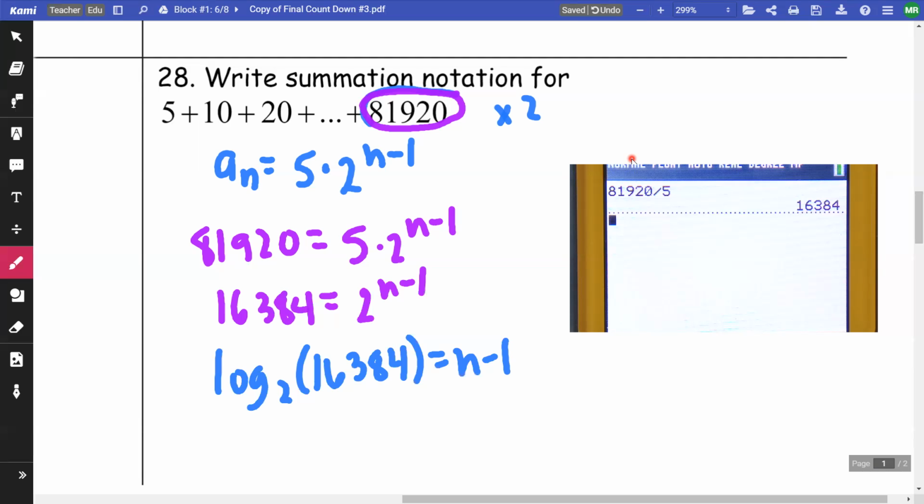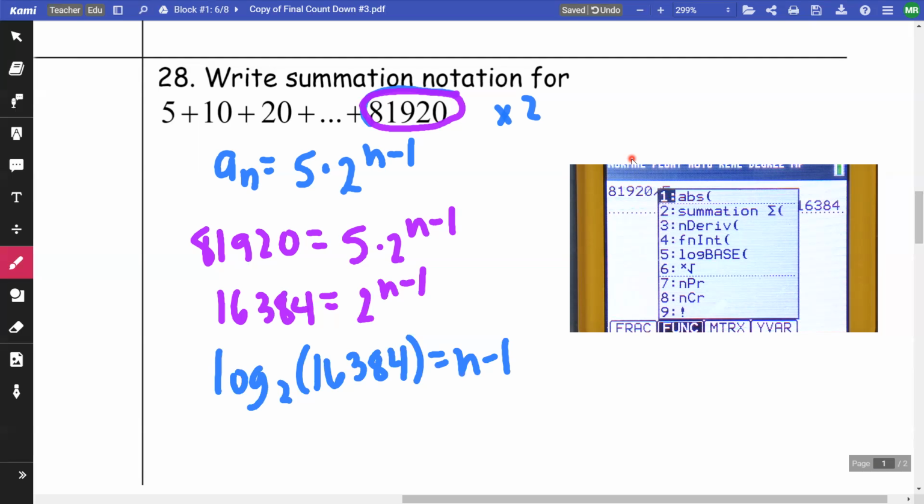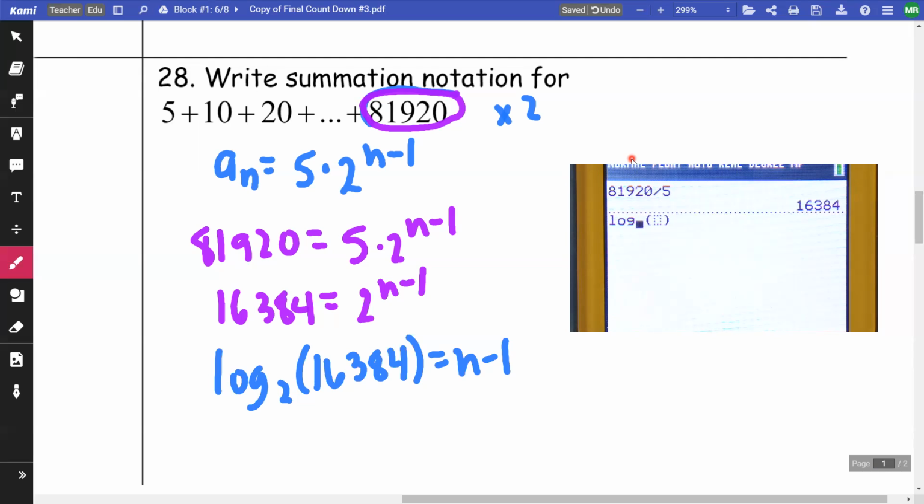So now I'm going to go alpha window. And number 5 is log any base. The normal log button on your calculator is only base 10. So I did alpha window. And I'm going to go to log base 2 of 16384. And I end up with 14. So I get 14 is equal to n minus 1. So n is equal to 15.